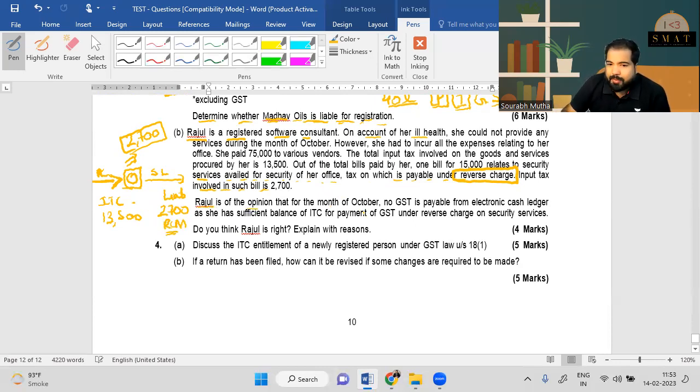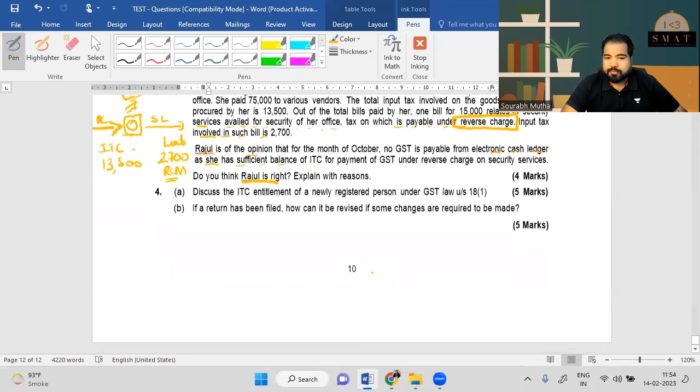Rajul is of the opinion that for the month of October, no GST is payable from the electronic cash ledger as she has sufficient balance of ITC. Actually, her opinion would have been right had this been FCM liability, but this is RCM liability and hence has to be paid in cash. So is Rajul right? No, Rajul is incorrect. You have to explain that the electronic credit ledger can only be used to pay tax payable under FCM, but RCM tax has to be paid through the cash ledger.